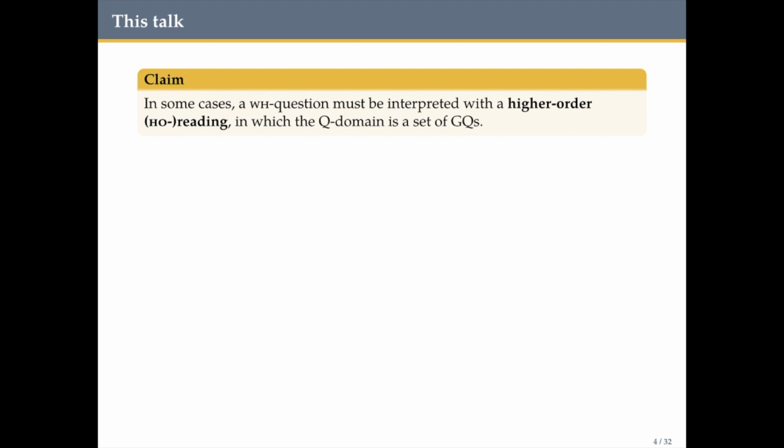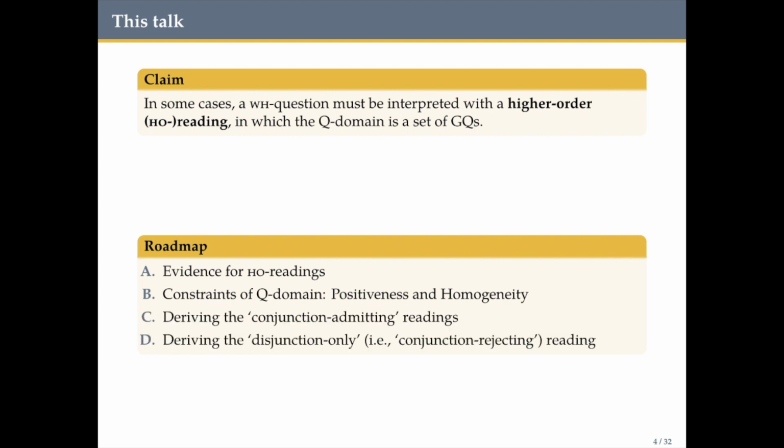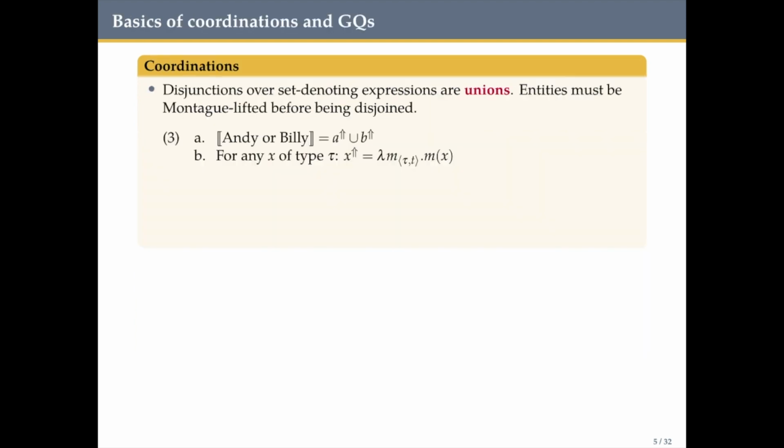In this talk, however, I'm going to argue that, in some cases, a wh-question must be interpreted with a higher-order reading. In this reading, the Q domain of the question is a set of GQ quantifiers. As a roadmap, I'm going to start by presenting evidence for those readings, and then talk about constraints of the Q domain, including positiveness and homogeneity. And then we'll talk about derivation and distribution of the two types of higher-order readings, including conjunction-admitting reading and conjunction-rejecting reading.